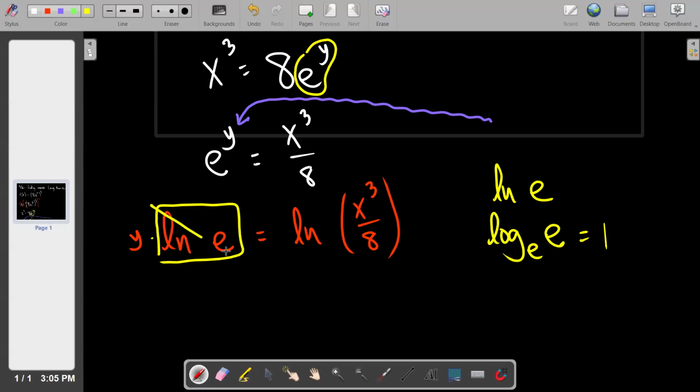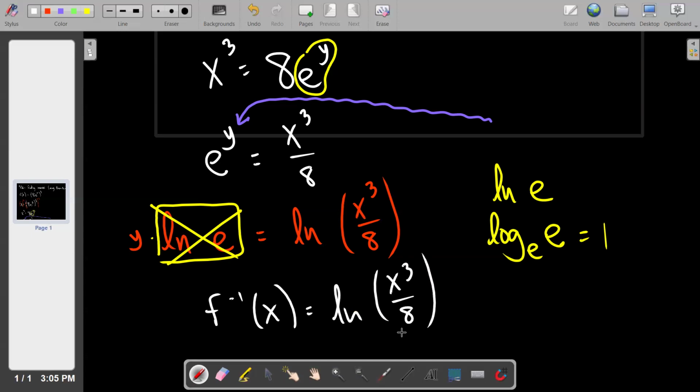Therefore, this yellow box can go away, leaving us with our final answer, which is that the inverse function, y, is equal to the natural log of x cubed. That would not have been possible if we did not log both sides, enabling us to pull the exponent down onto the earth level where we could then tinker.